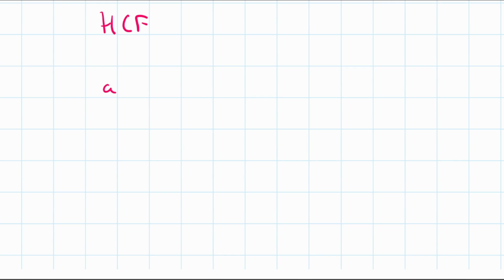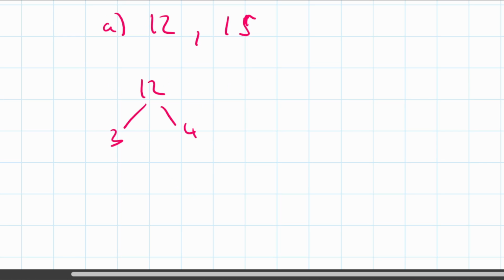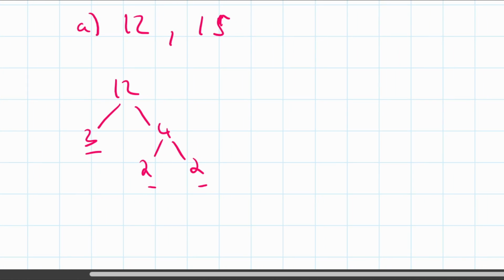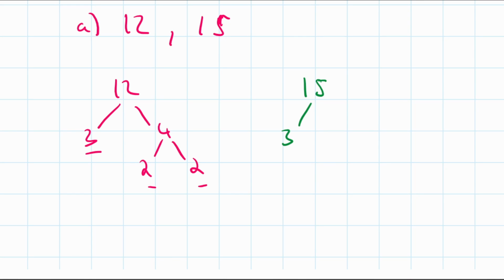So let's use 2 different numbers now. Let's use 12 and 15. So we want to find the highest number that goes into both of these. So let's break it down to the product of prime factors form again. So 12, 3, and 4. And then we need to break down 4 further into 2 and 2. So you can see that breaks down nicely. The next thing we can do is do the same for 15. So 15 breaks down to 3 and 5.